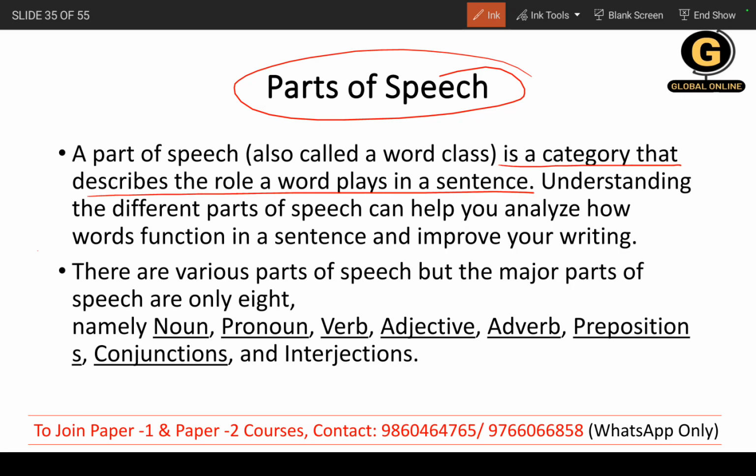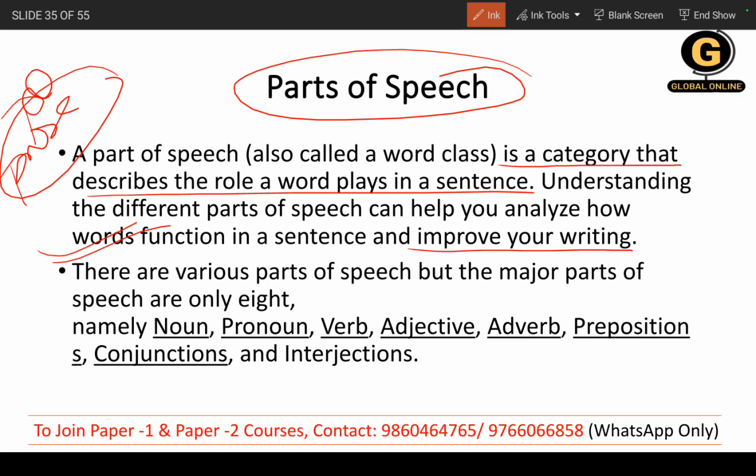If you learn parts of speech in a general sense, you can improve your writing. But if you are preparing for the CTET exam, you are going to have at least one question in the prose passage. So you have to be very particular about it. Do maintain the consistency and understand each and every thing.